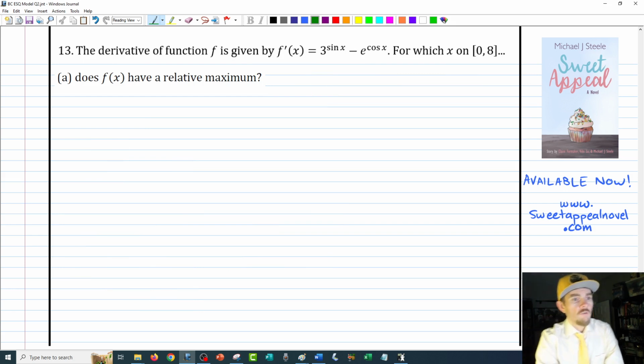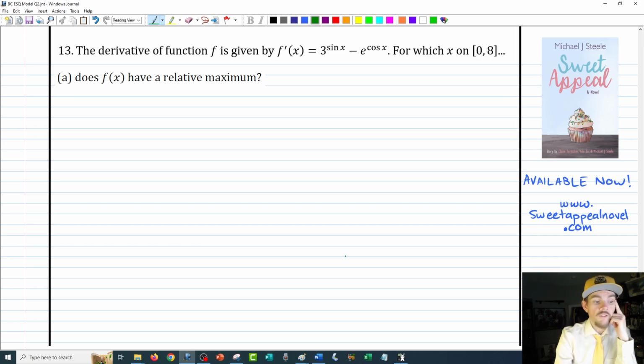Question 13 is our next one, and we're definitely going to have to use WABADIMU for this one. This is all based on derivative analysis, but specifically it's derivative analysis using a graphing calculator. So just keep that in mind. We're using the graphing calculator for the heaviest lifting here. In this case, we've got the function 3 to the sine of x minus e to the cosine x, and we're interested in that function on 0 to 8.